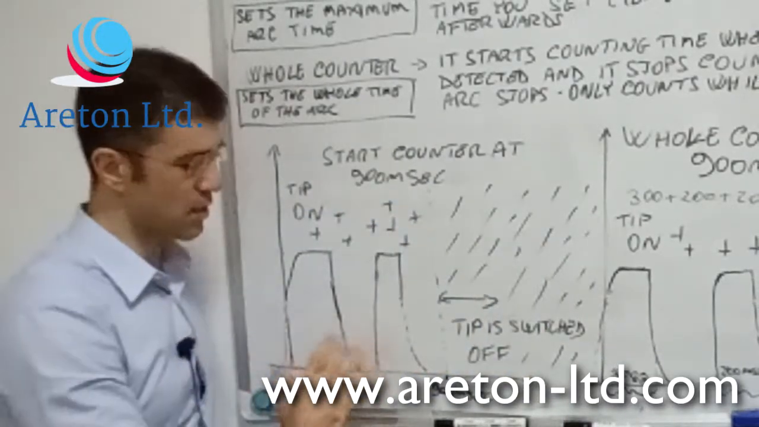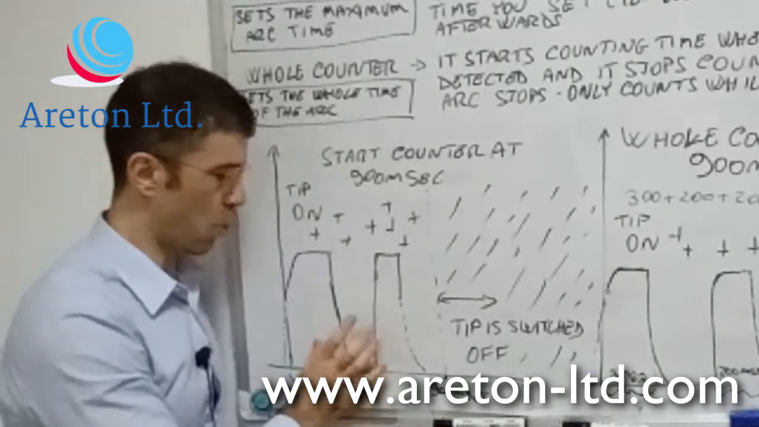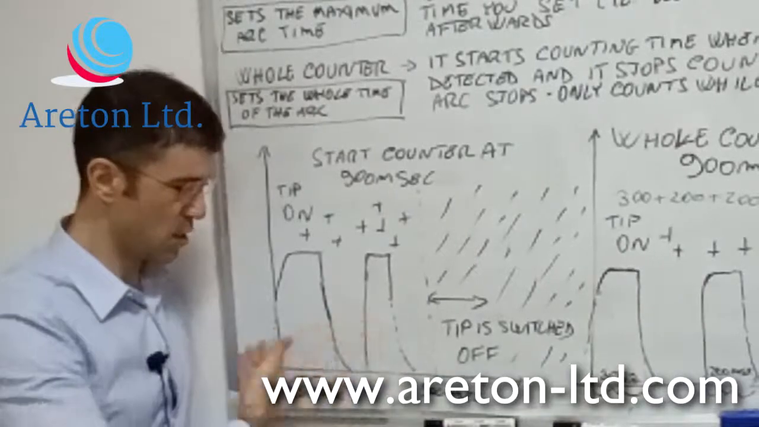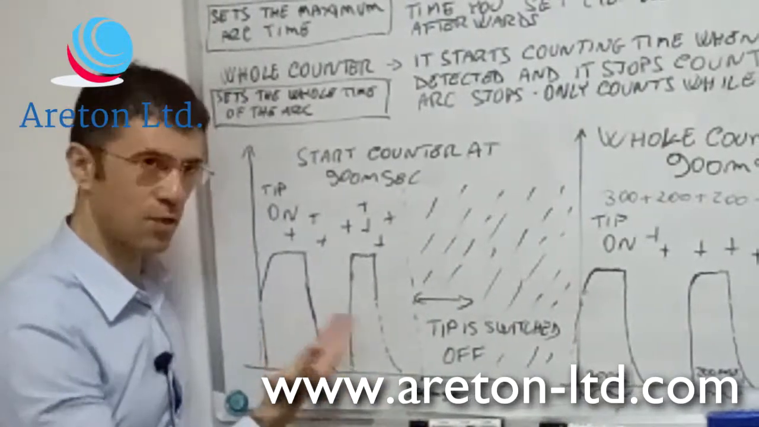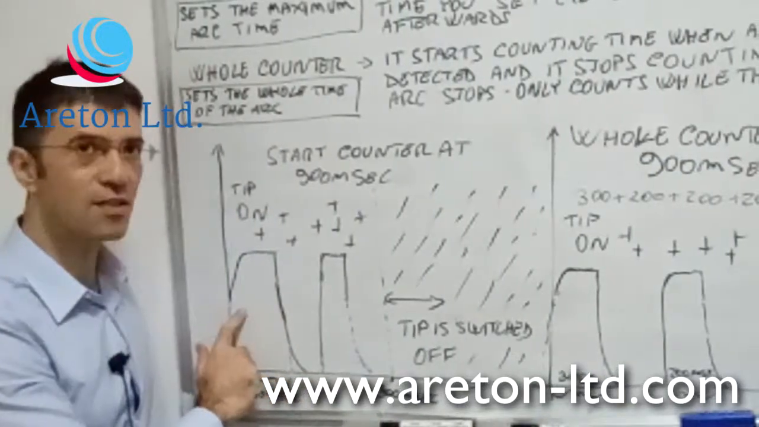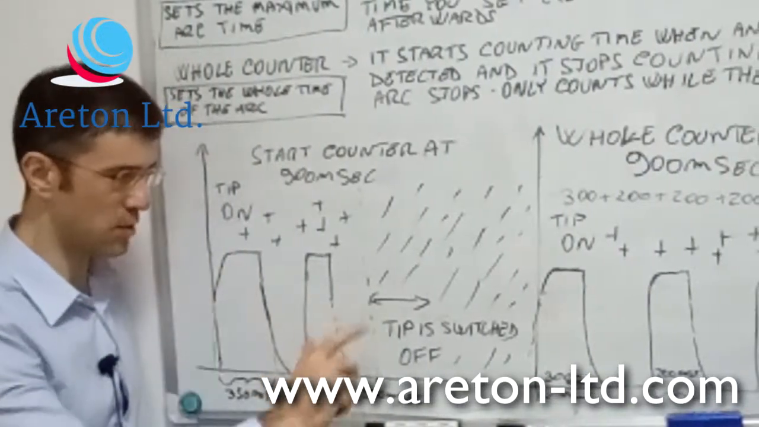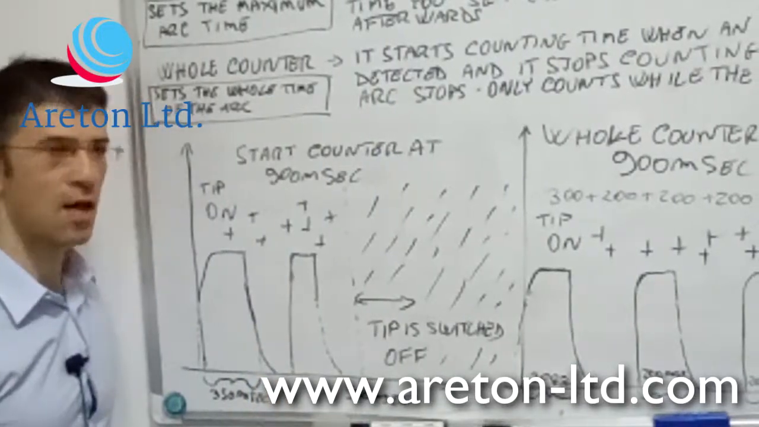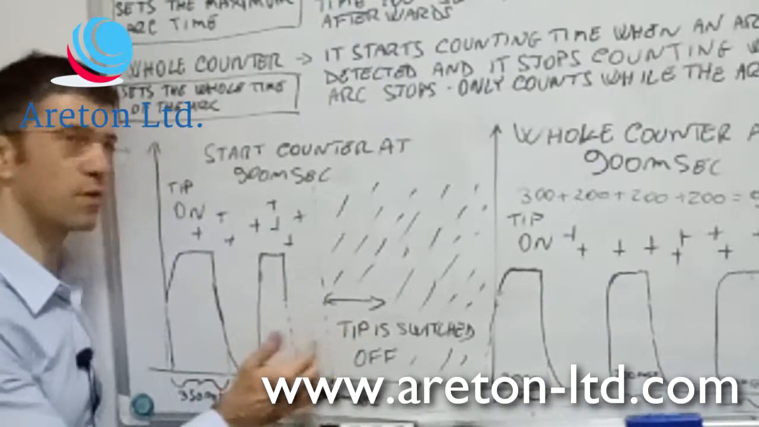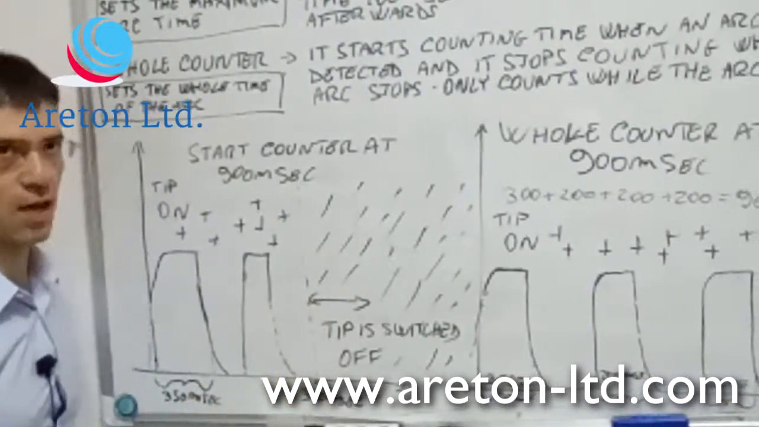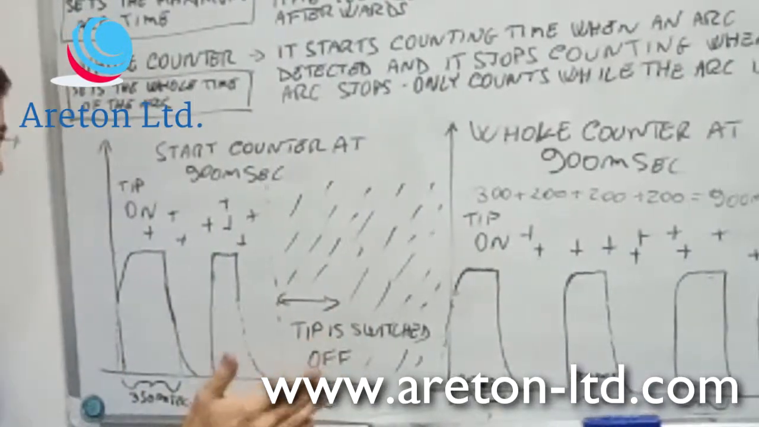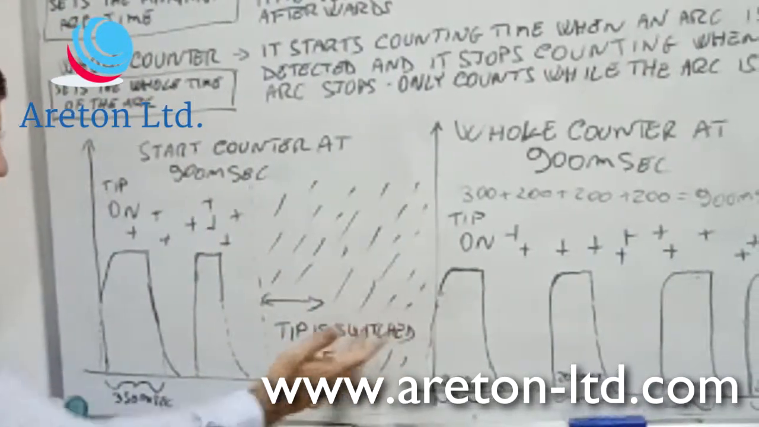And it does not matter whether there are 1, 2, 3, 4, 5, 7, or 300 arcs during that time. All it knows is, did I detect an arc? Yes. Then I start counting and I don't care about what happens after. So in this way, you know that the maximum duration of the arc is 900 milliseconds, for example. And then the tip of the device is switched off.